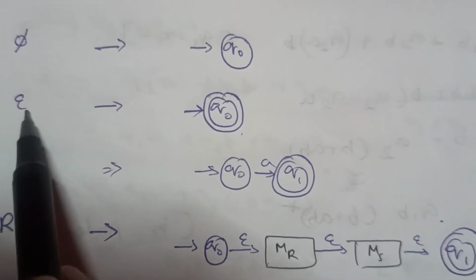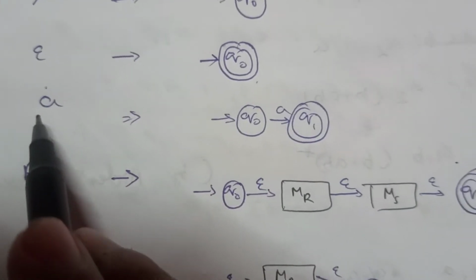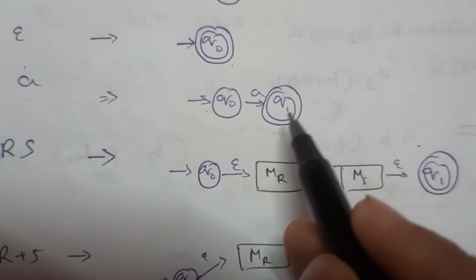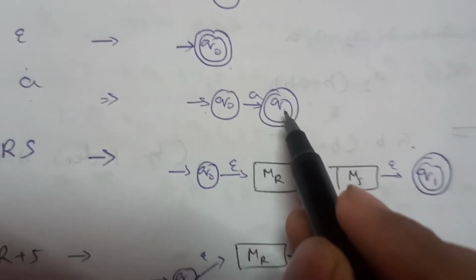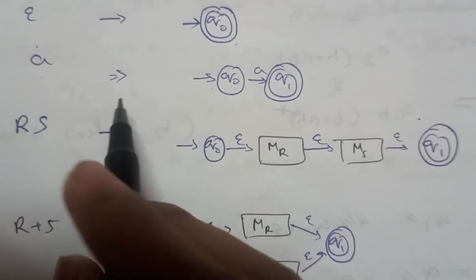So null is the regular expression of this automata, and if the regular expression is a, you know this is the basic thing. From q0, the initial state, if it receives input symbol a, it will go to the final state q1. Now something new, more complex comes.